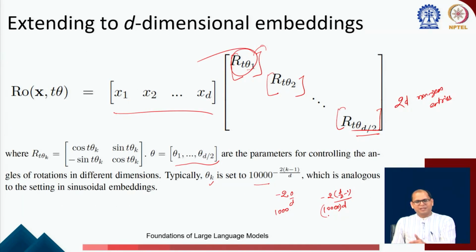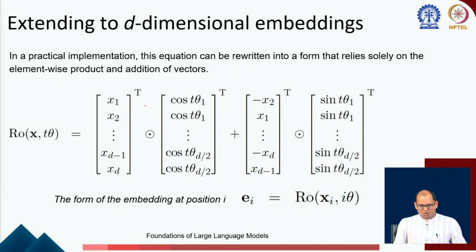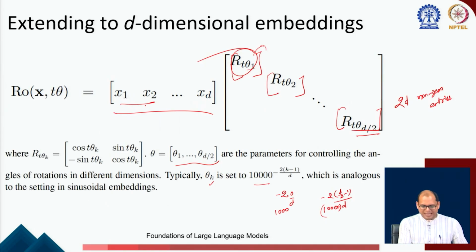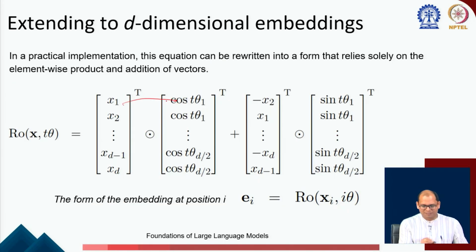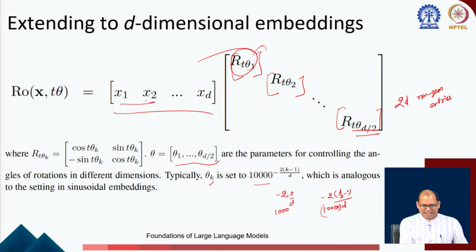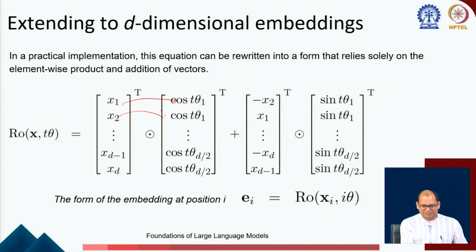Now, this becomes a bit cumbersome. So, rather than doing that, we can have a very simple way of solving it. If you have two dimensions, you have x1 cos t theta k minus x2 sin t theta k in the first dimension, and x1 sin t theta k plus x2 cos t theta k in the second dimension. How can we represent that? We can have x1 times cos t theta 1 and x2 times cos t theta 1 in the second dimension.